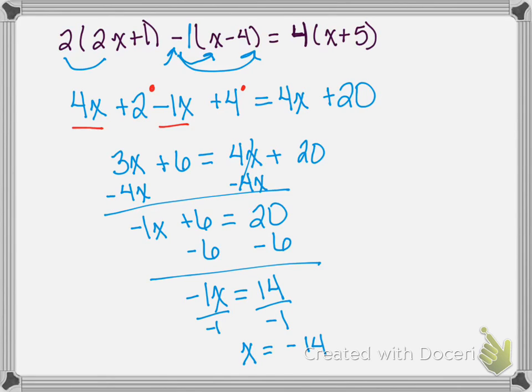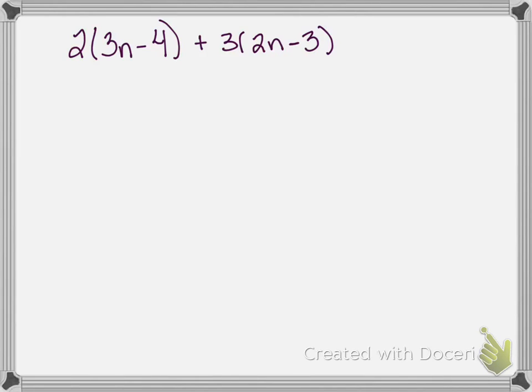Okay, I'm going to move to the next screen. So our next problem that we're going to do is 2 times 3n minus 4, plus 3 times 2n minus 3, equals -2 times n plus 5. What's the first thing you got to do? Distribute. Okay, I'm going to give you 3 minutes on this one.